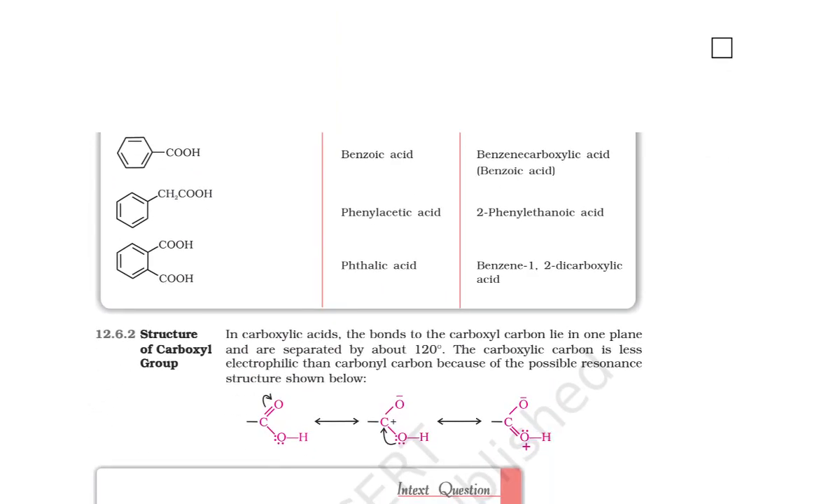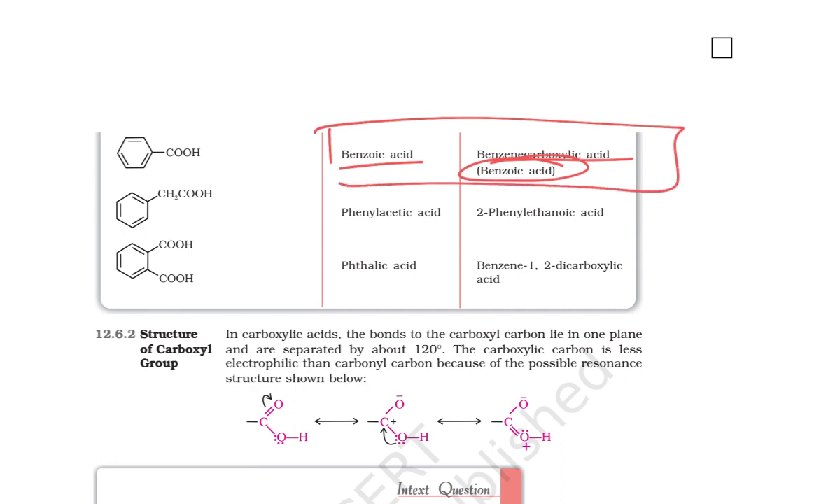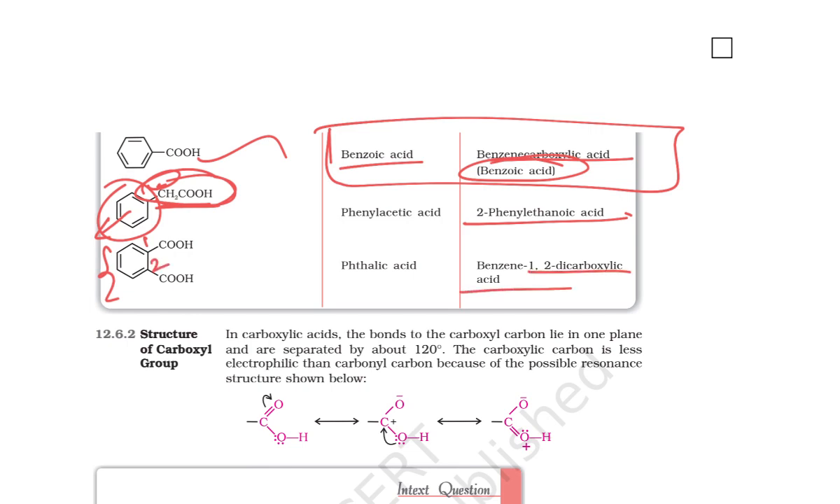Next, look here. Now we come to benzoic acid. This is your benzoic acid, benzene carboxylic acid, also called benzoic acid. The common name and IUPAC name are the same in the case of benzoic acid. When it comes to this one, this is acetic acid, or ethanoic acid, which has the phenyl group at the second position, so 2-phenyl ethanoic acid. When it comes to here, first and second carbon, so benzene 1,2-dicarboxylic acid.